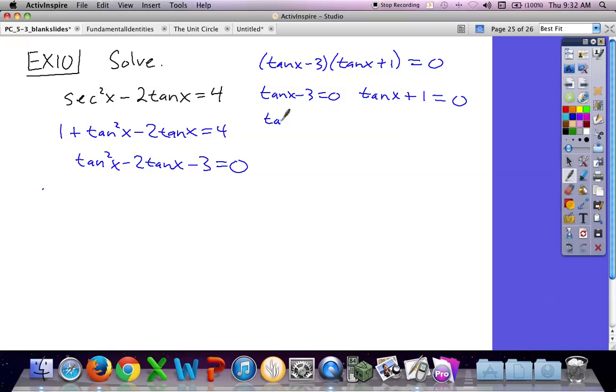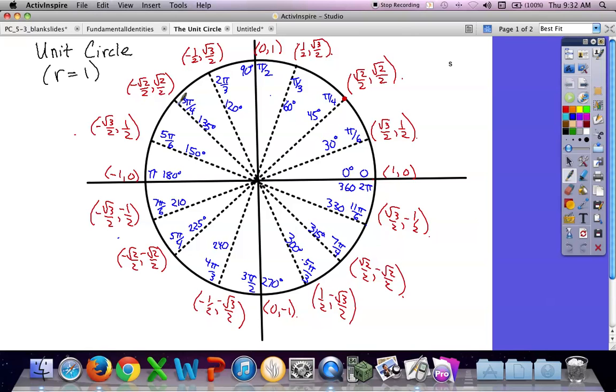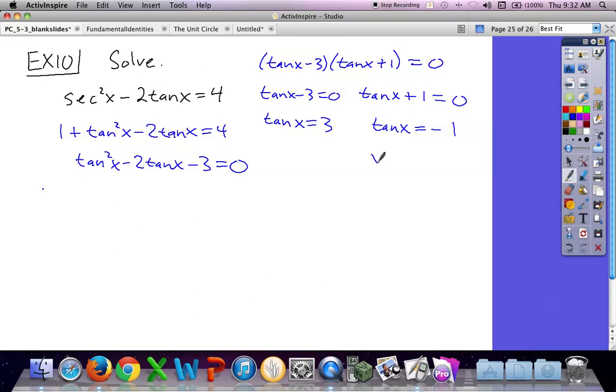Solve. Tan x equals 3. Tan x equals negative 1. I think we just saw this one, right? This second thing. Where does tangent equal negative 1? 3 pi over 4, 7 pi over 4, keep adding pi every time you get to another place. So that part's easier. We can just say x equals 3 pi over 4 plus n pi.